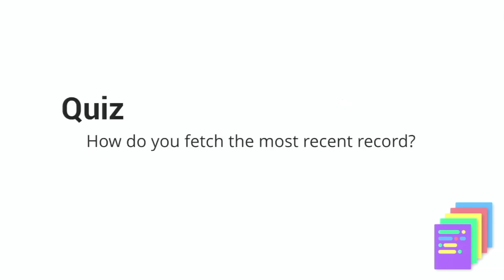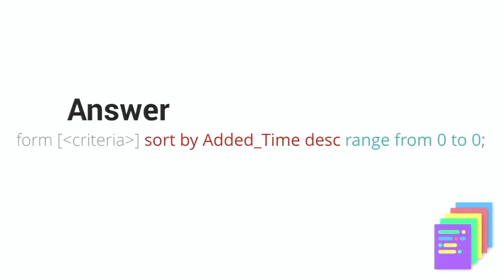Using the sorting and using the range, can anyone tell me what sorting and range you would use to fetch the most recent record in a form? You'd sort by the added time. So if we want to be very precise, we'd have to use the system field as it is named by Zoho Creator, which is Added_Time, descending order, right?